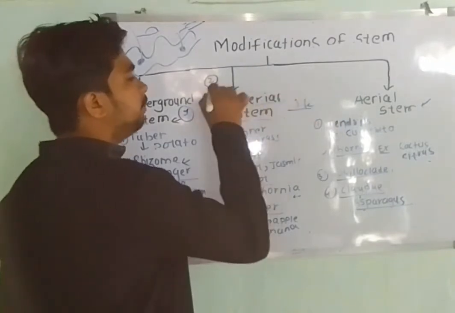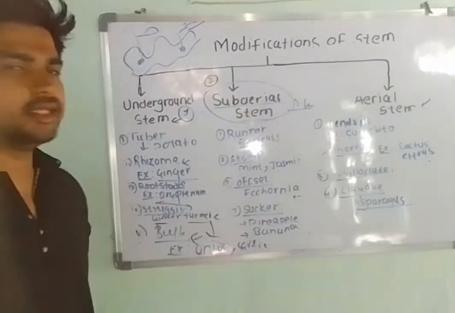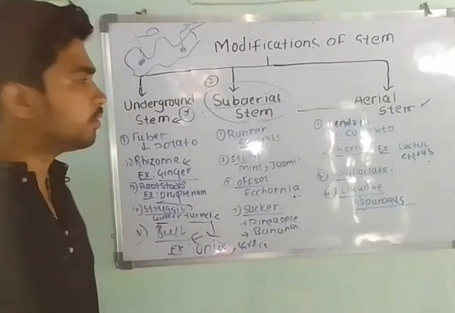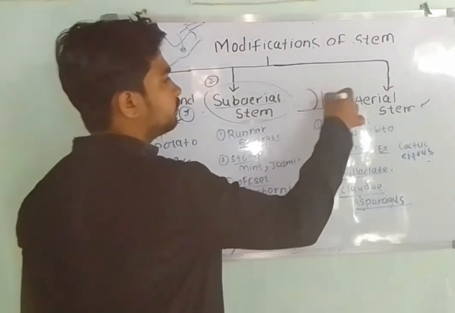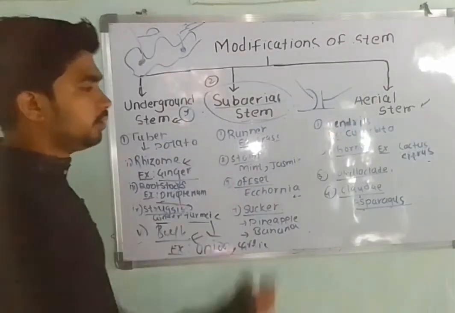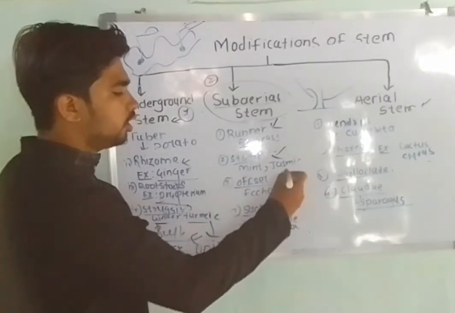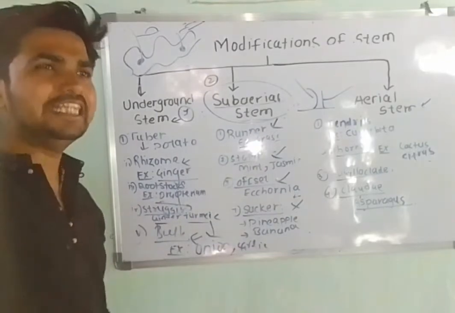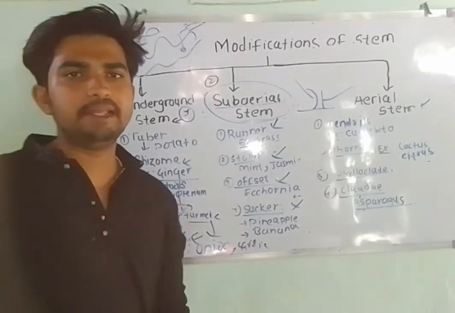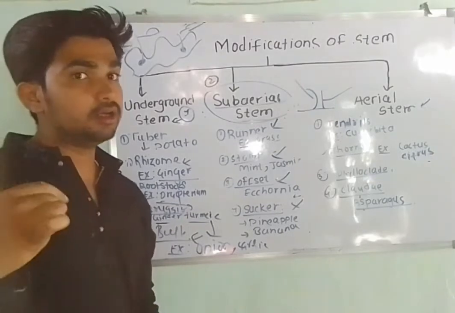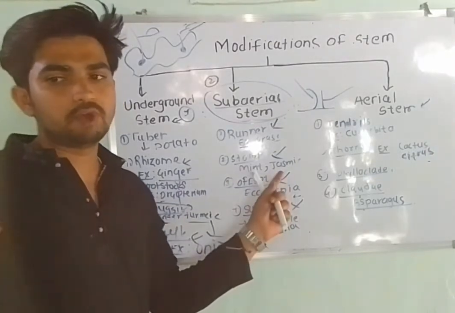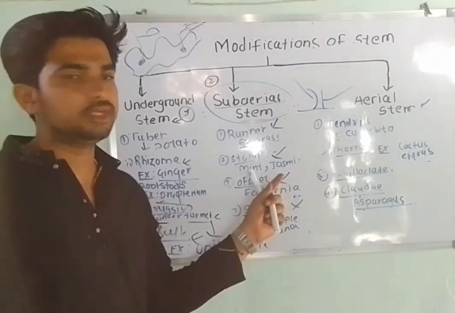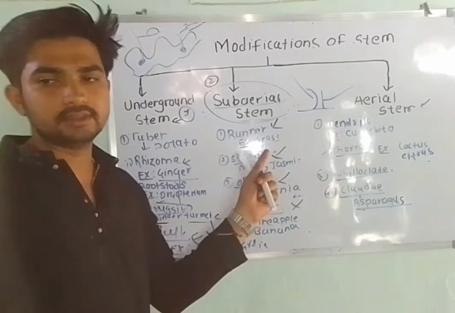Then number two is the subaerial stem. What is meant by subaerial stem? I already told you, it is the stem which is present above the surface of the soil. Examples of the subaerial stem: number one is a runner, number two is a stolon, number three is an offset, number four is a sucker. So what is a runner? Plants also move from one place to another place. So it is an example of the runner. An example of the runner is grasses.